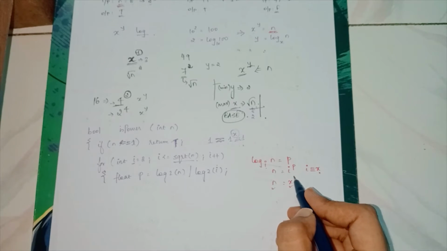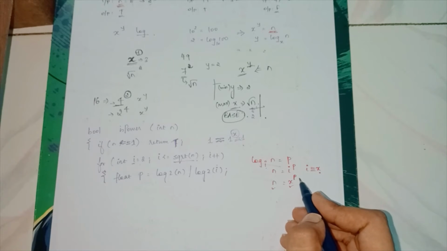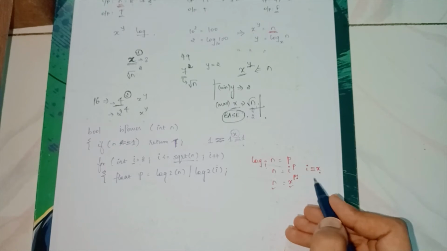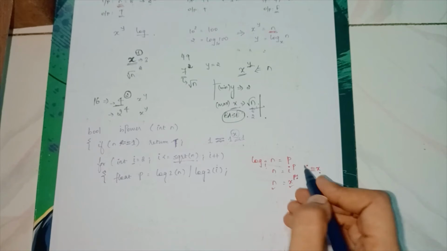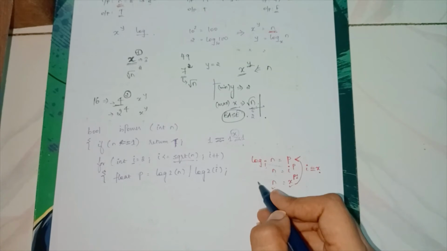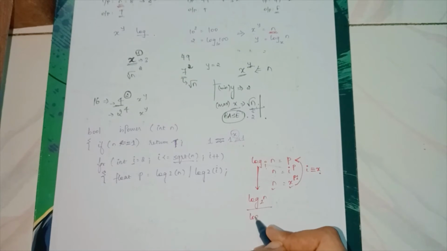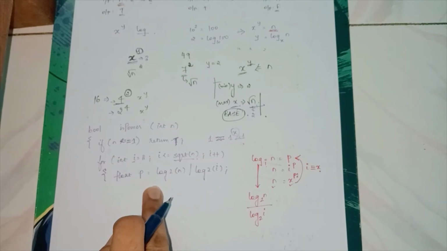Now what we don't know is whether this p is a whole number or not. We don't know the value of p, so we are trying to find it. How will I find the value of p? We can find it using the logarithm function. p is equal to log of n to the base i. How can this be written? Log of n to the base 2 divided by log of i to the base 2. So this is what I have written here.